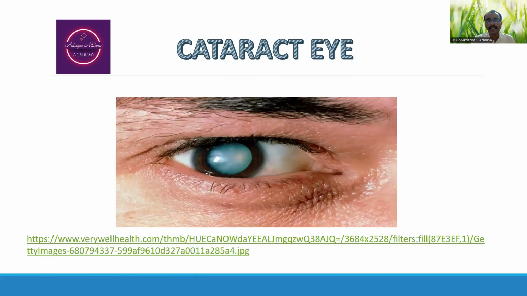This is an indication of cataract of the eye, where the pupil is seen like a white circle, that is indicative of cataract.